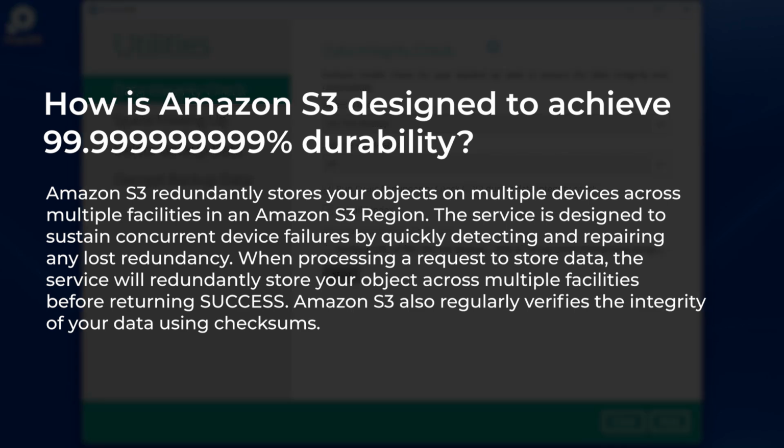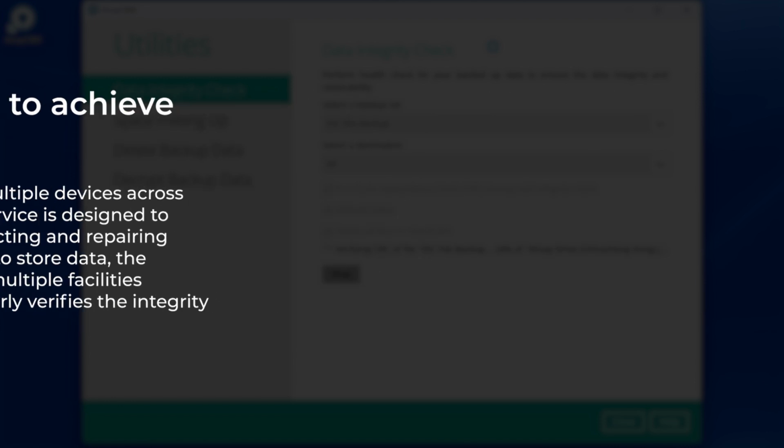The service is designed to sustain concurrent device failure by quickly detecting and repairing any lost redundancy. When processing a request to store data, the service will redundantly store your object across multiple facilities before returning success. Amazon S3 also regularly verifies the integrity of your data using checksums.